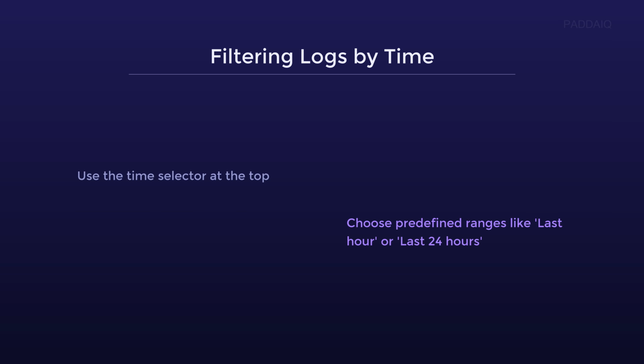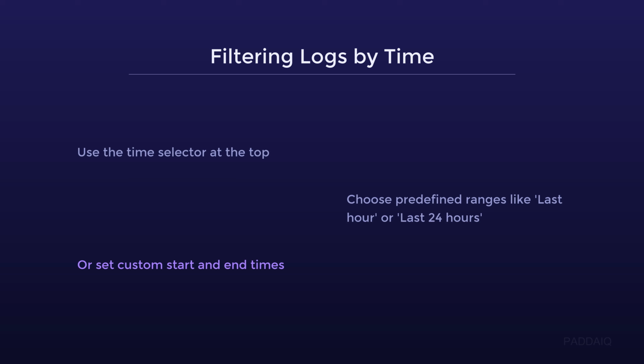Choose predefined ranges like last hour or last 24 hours. This means you can quickly select a set time window to view relevant log entries without manually entering dates. For example, if an error occurred recently, select last hour to immediately see all logs from that period. This saves time and helps you focus on the most current system events.